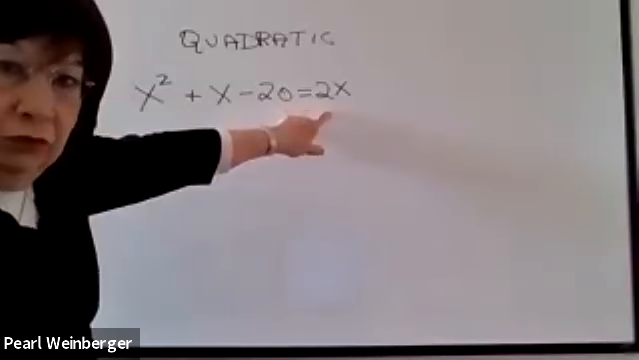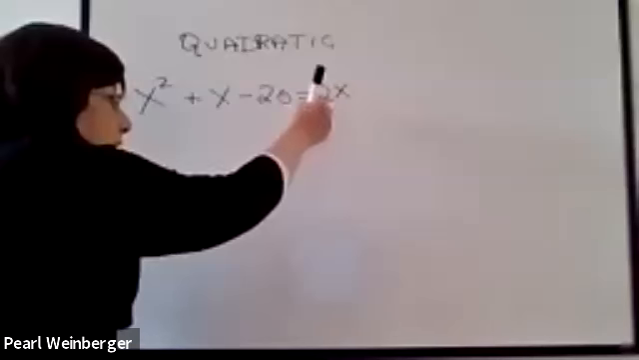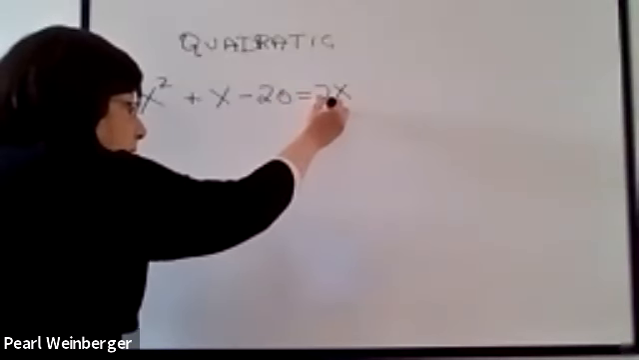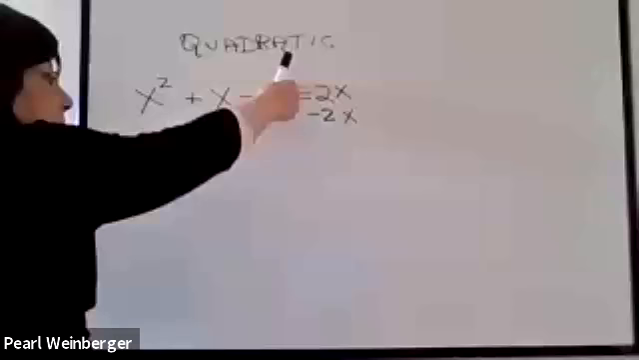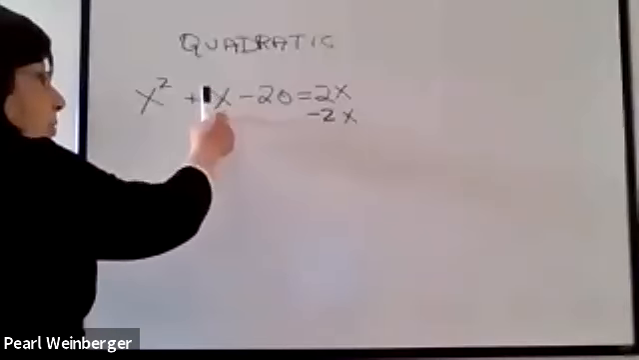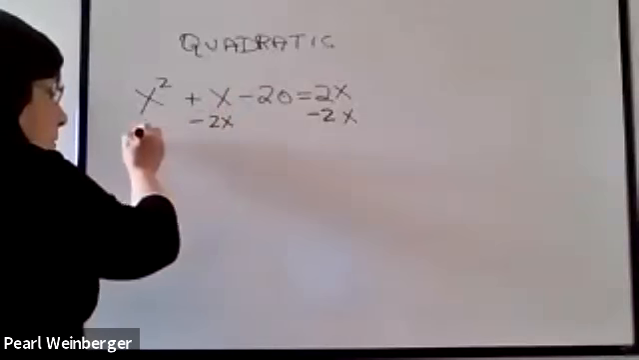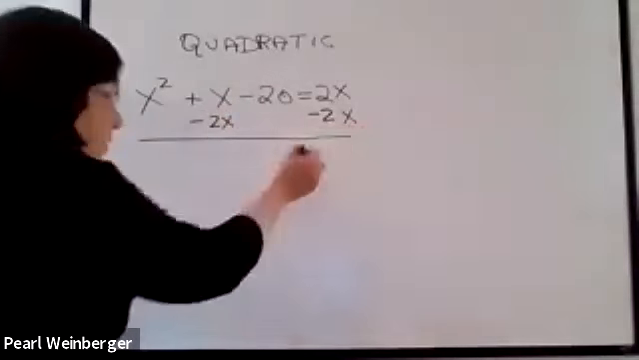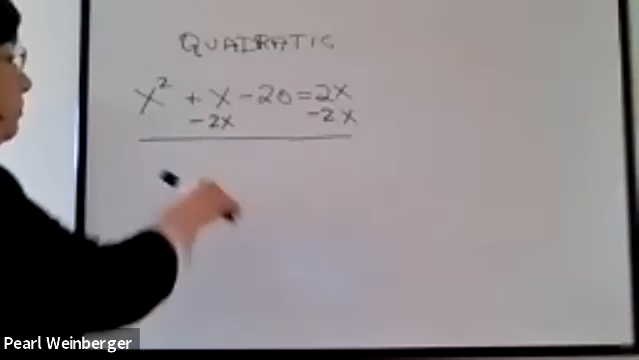So I have this 2x. I don't want the 2x. I want it to be equal to 0. So I want to get rid of this 2x. Now this is a positive 2x, so I'm going to subtract 2x. Now I could put the negative 2x at the end, but I'd like to put it under its like term, so I'm putting it over here. Because I'm trying to combine as I do the problem.